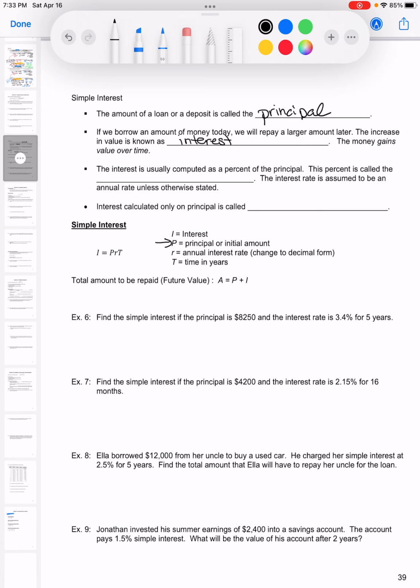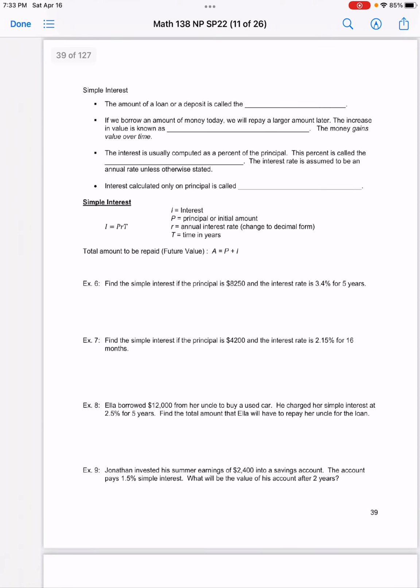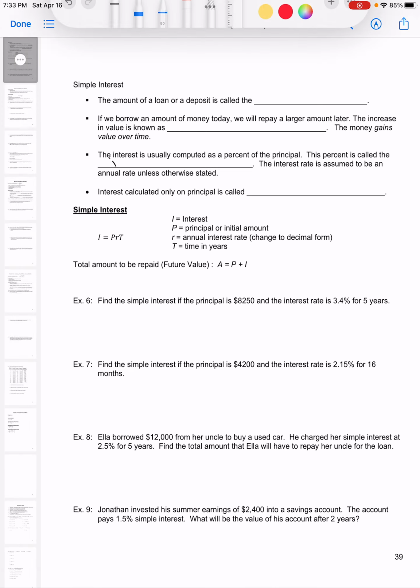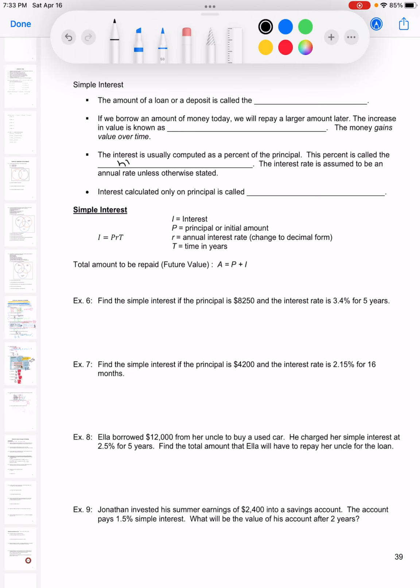Now, how much interest you pay is based off of a percent, and this is called the interest rate. Let's fill these back in. So that was the interest rate, this was called our interest, and this was the principal.